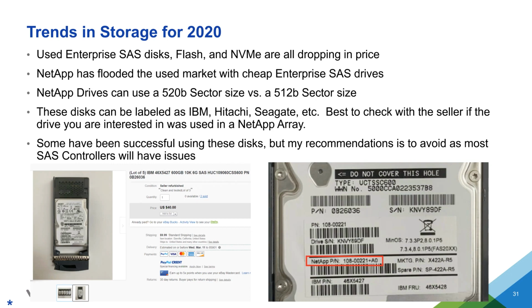These drives are branded, they look like IBM, Hitachi, Seagate, but they have NetApp part numbers on them. The problem is these drives use a 520 byte sector versus a standard 512 byte sector. This means that, depending on your disk controller, it might not recognize the drive at all. This is where the laughter comes in. Lessons learned, right? How do I know this? I know this because I bought a bunch of cheap drives on eBay and ran into this problem.